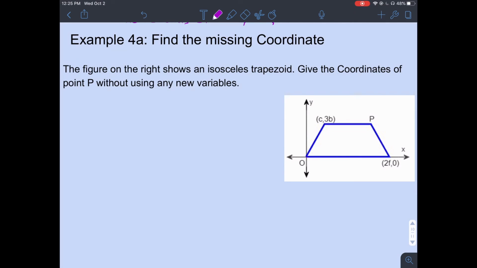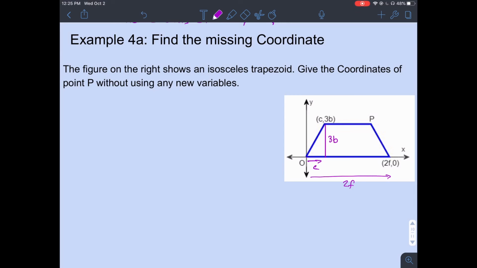Well, if I was to draw a line here, straight down, we would walk over C units to the right, and we'd have to walk up 3B units to get to this point. So this is C units this way. That's how we get to point C. Now, to get to point F, or 2F, we'd walk all the way over here 2F units. So that distance right here is 2F. Since it's on the x-axis, it would be 0 up.